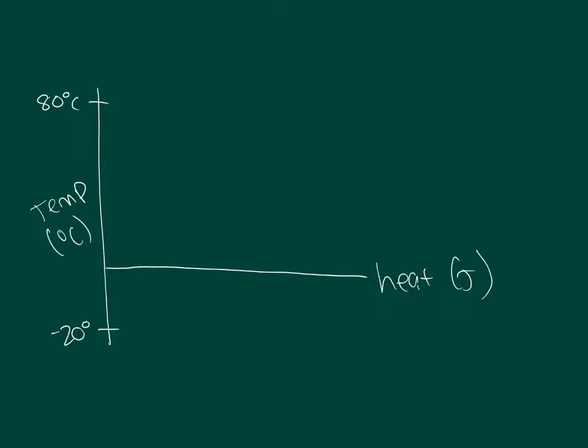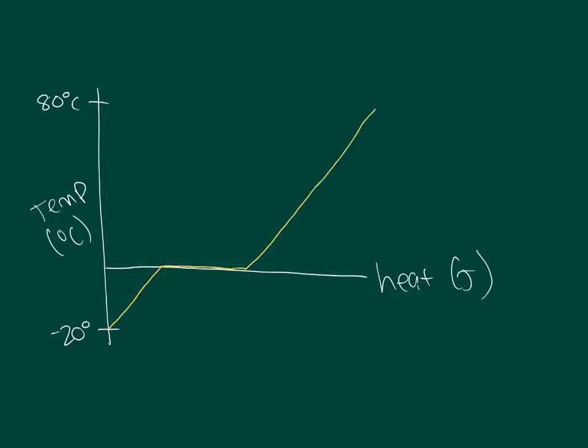Initially, our ice is going to heat up from minus 20 to 0. Once it reaches 0, it undergoes a phase change, so it's still going to absorb heat, but its temperature is going to stay the same. Then once all the ice has melted into water, the water is going to heat up from 0 to 80 degrees Celsius.